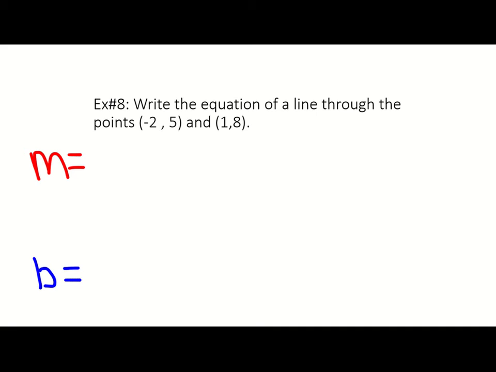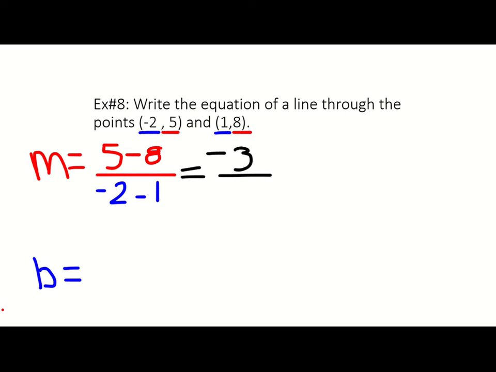So what I'm going to need to do is first figure out my slope of the line by subtracting my y values, so 5 minus 8, and dividing that by subtracting my x values, negative 2 minus 1. So 5 minus 8 is negative 3, over negative 2 minus 1 is also negative 3. So my slope of this line would be 1.